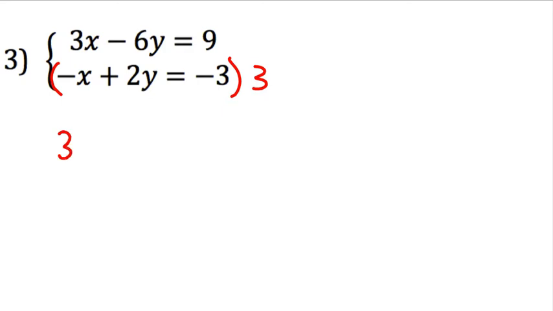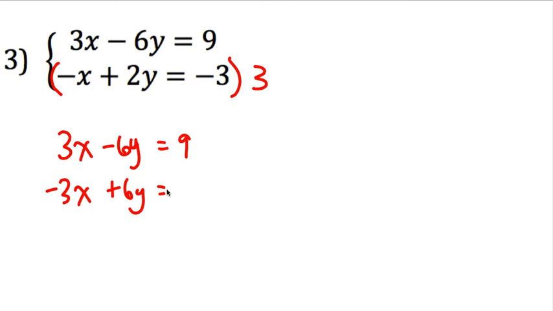So rewrite the top equation. That's not changing. 3x minus 6y equals 9. Distribute this 3 through. 3 times negative x is negative 3x. 3 times 2y is plus 6y. Uh-oh, should recognize something there. 3 times negative 3 is negative 9.